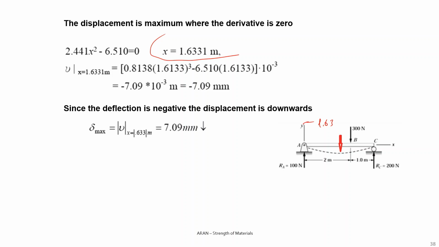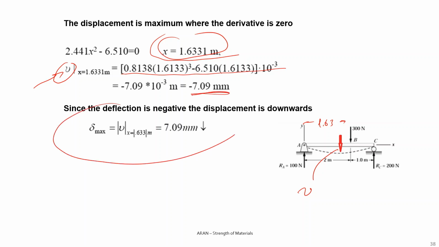1.63, and if I need the value of deflection, I take this x and put it into the deflection formula, and I find that the deflection is -7, so it is negative because it is displaced downwards. My delta is 7.09 millimeters.